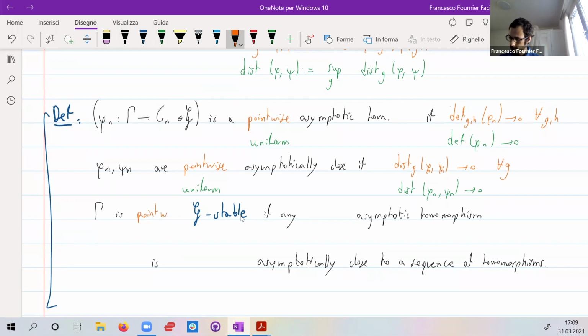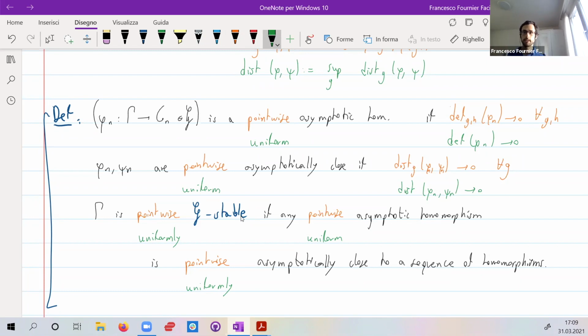So gamma will be pointwise G stable if any pointwise asymptotic homomorphism is pointwise asymptotically close to a sequence of homomorphisms. And similarly, you say that gamma is uniformly G stable if any uniform asymptotic homomorphism is uniformly close to a sequence of homomorphisms. Okay, so these are the two general definitions, and these lead to two stability problems.